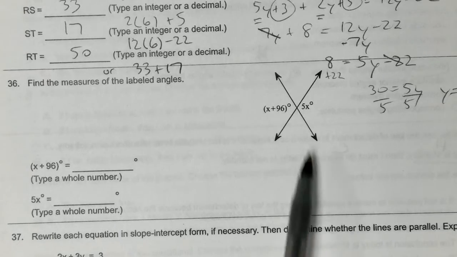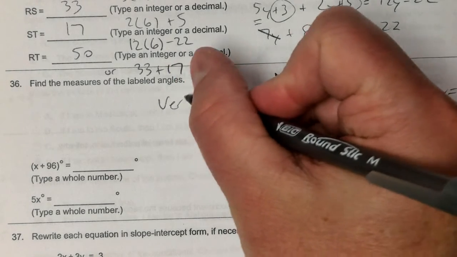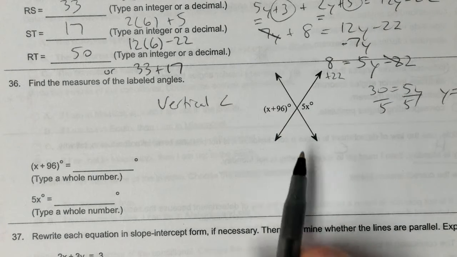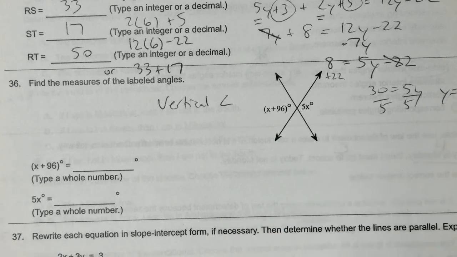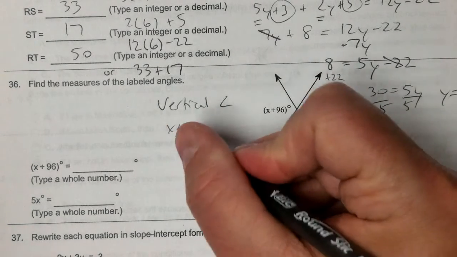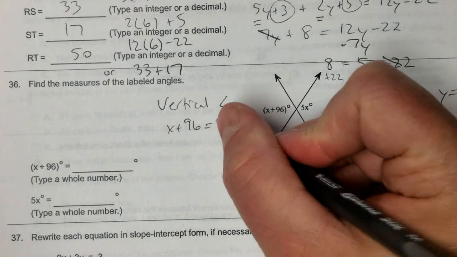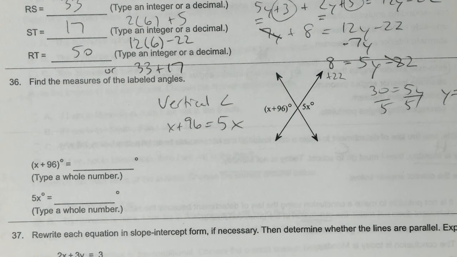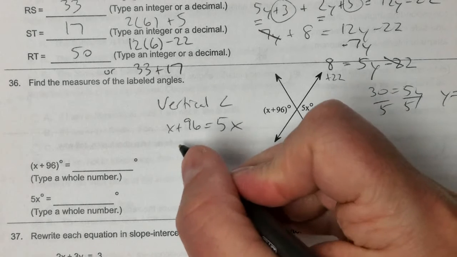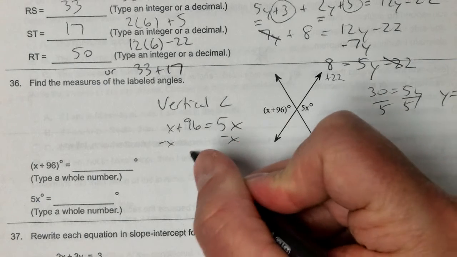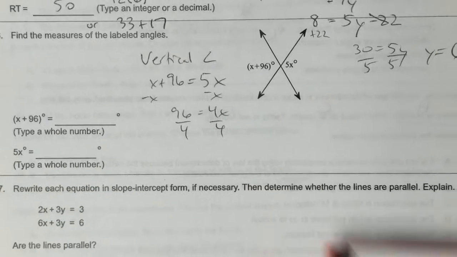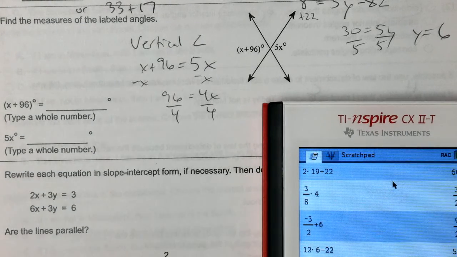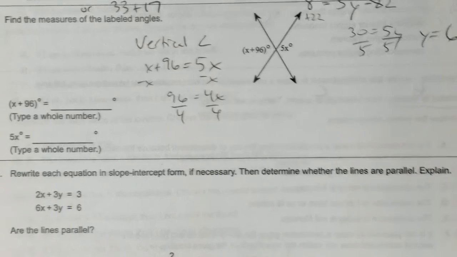Okay, then these are vertical angles, and I know you have vertical angles on your final. Basically, when they're vertical angles, set them equal to each other. X plus 96 equal 5x. Then solve it. I'm going to move the x term. So I get 96 equal 4x, and then divide. So 96 divided by 4 is 24.